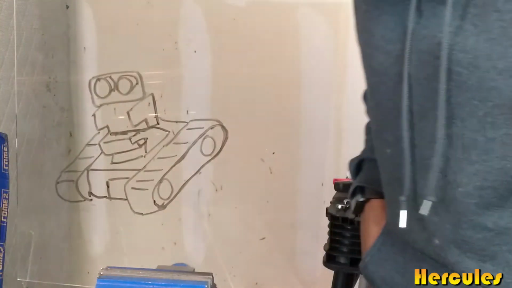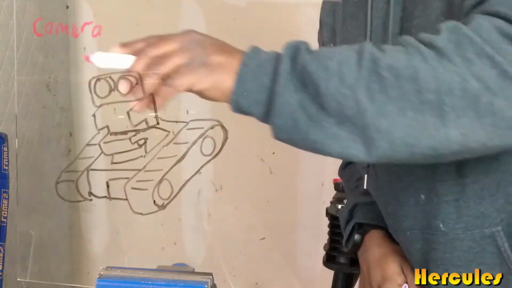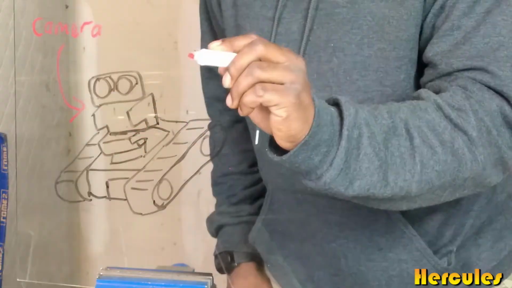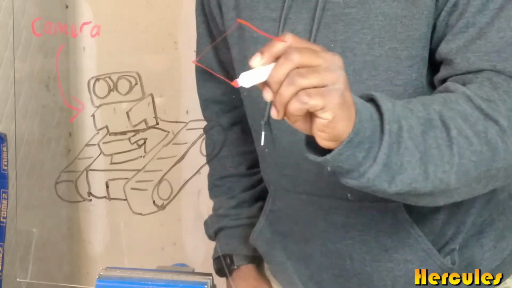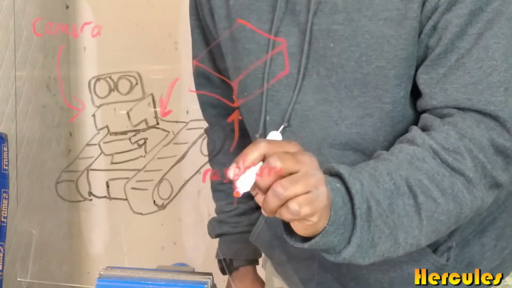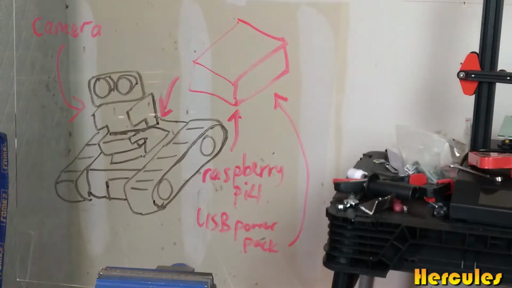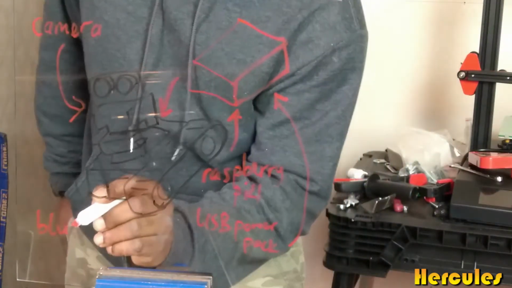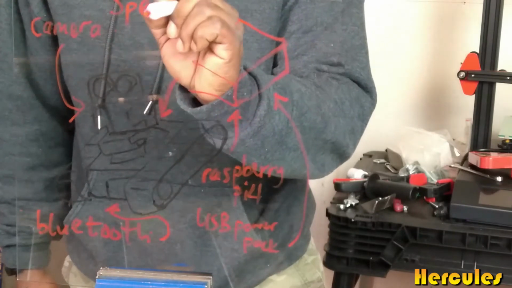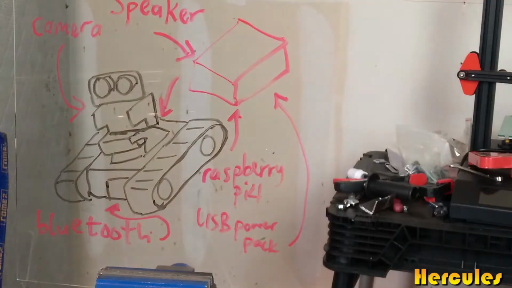Before I go on to talk about GPUs, let me show you some of the modifications I'm making to the Honor robot. For our Honor robot, I'm going to be adding a camera just here. I'm also going to be adding a box which is going to hold all our electronics. I'm going to add in the Raspberry Pi, also a USB power pack. I'm also going to be adding a Bluetooth module for debugging and testing, and also a speaker that is going to output the sound from our robot.